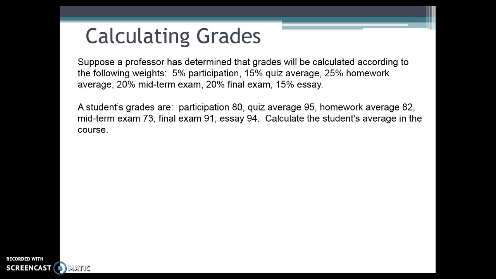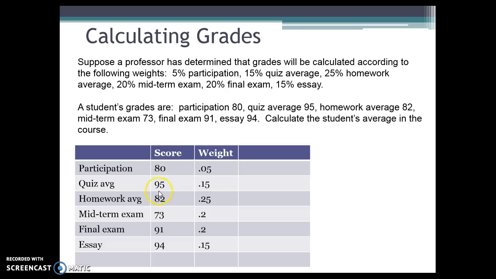I can't tell you how many times people ask me to calculate their averages for them. Of course, I do it at the end of the semester, but I want you to know that you can do this yourself. So here's what we do. We set up a table. The scores are the x's, and then the weights are the frequencies, relative frequencies. So we've got our x's and our weights, and so we just calculate the average like we've been doing.